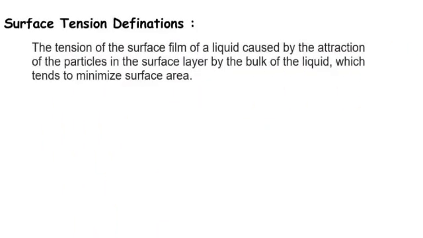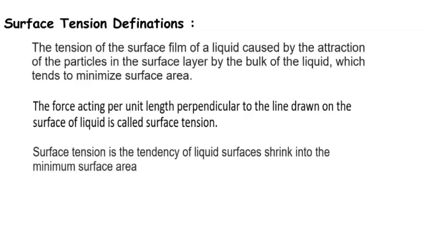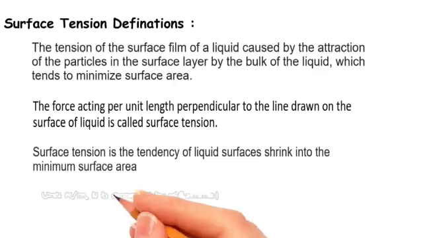Now let's see the definition of surface tension. The tension of the surface area of a liquid caused by the attraction of the particles in the surface layer by the bulk of the liquid, which tends to minimize surface area. Second definition: the force acting per unit length perpendicular to a line drawn on the surface of a liquid is called surface tension. And definition number 3, it is a very simple definition: surface tension is the tendency of liquid surfaces to shrink into the minimum surface area. And this is the unit of surface tension.